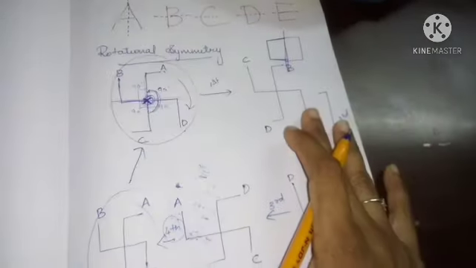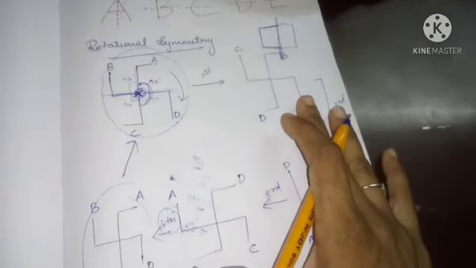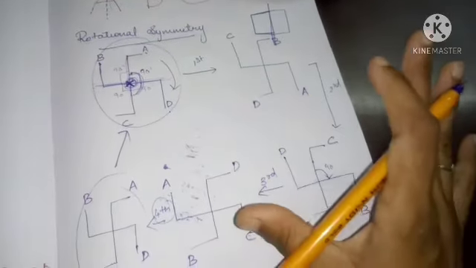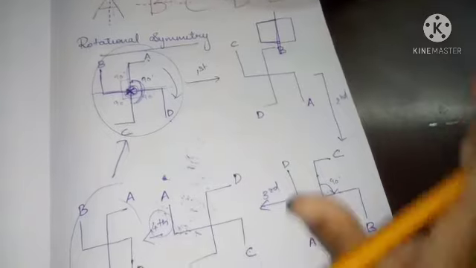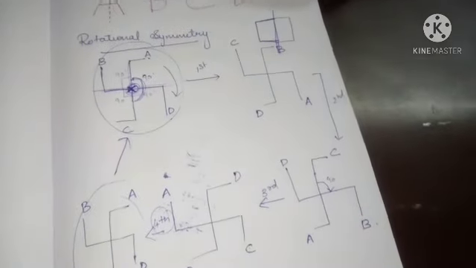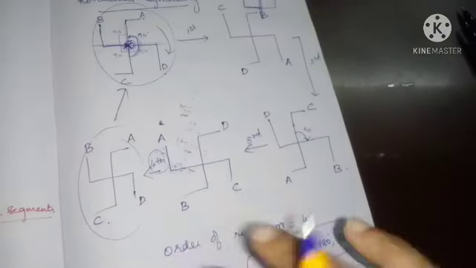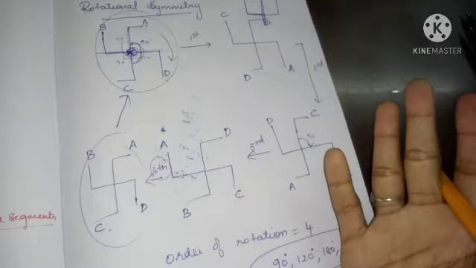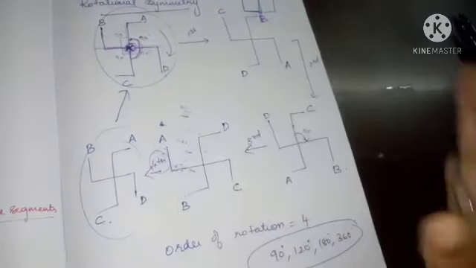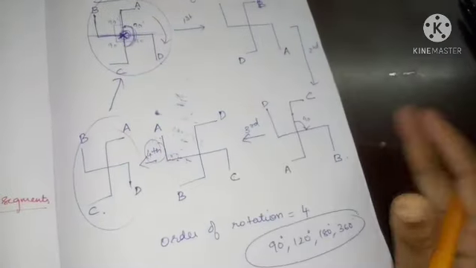Understood? So this is one type of symmetry, how to find the symmetry of particular figures. So rotation is very much important. Angle is important. With 90 degree rotation, the order of rotation will change. With 180 degrees, the order of rotation will change. With 270, it will change. With 360, it will change accordingly.